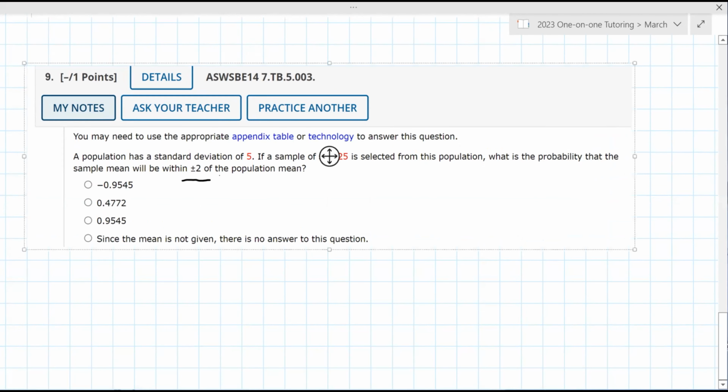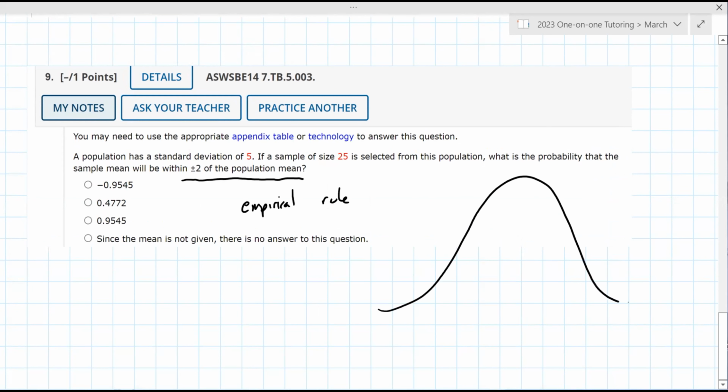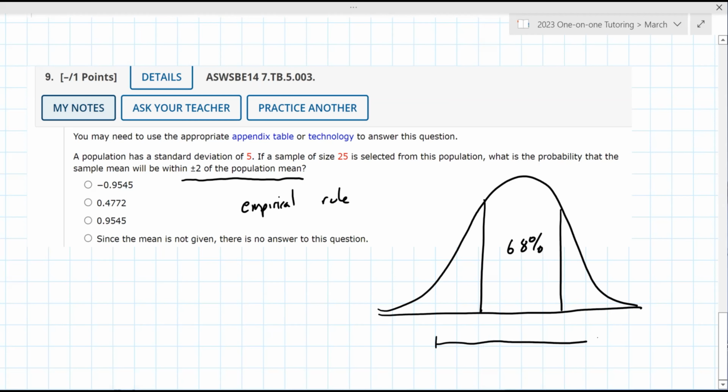Okay. This is really an empirical rule problem. I don't know if you remember that from last time or maybe from class. There are rules that govern this: if you're within 1 standard deviation, it's about 68%. If you're within 2 standard deviations, it's about 95%. Have you seen that before? I didn't go to class last week. That's okay. I'm just asking if you remember seeing that or not. No, I don't think so.